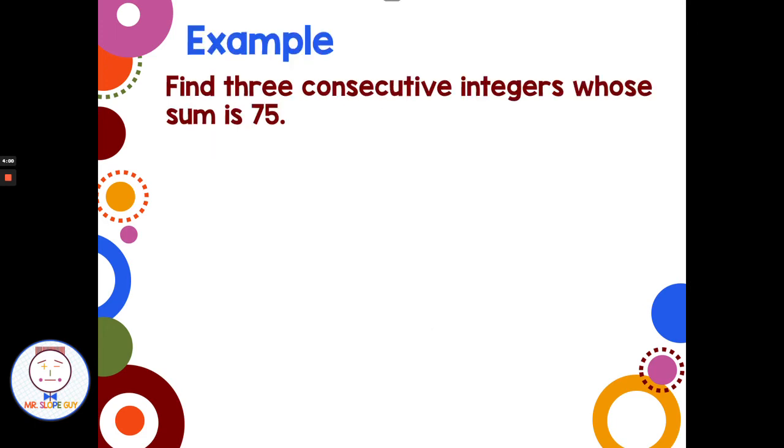So let's look at a typical problem. We have: find 3 consecutive integers whose sum is 75. First of all, we need to identify the problem. Are we talking about consecutive integers, consecutive odd, consecutive even? This just says consecutive. So I would know my first number would be n, the next consecutive number n plus 1, and the third number n plus 2. That's the relationship between any 3 consecutive integers.